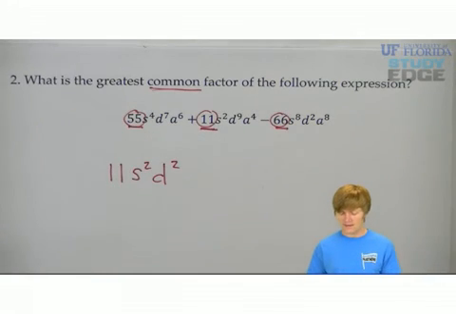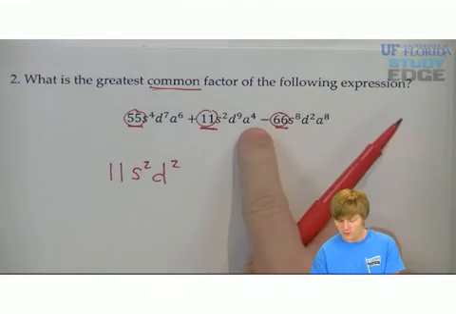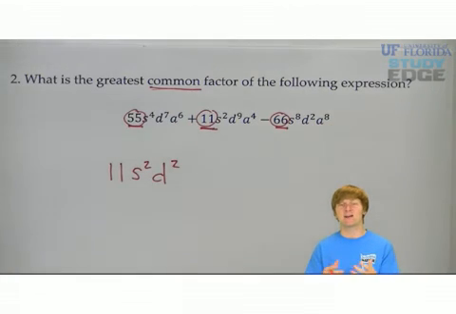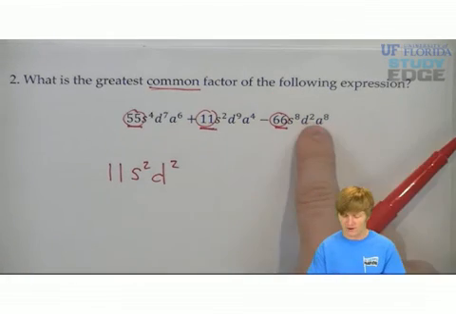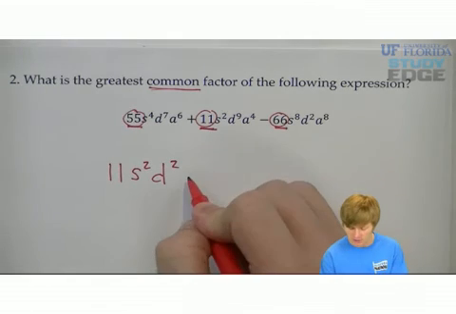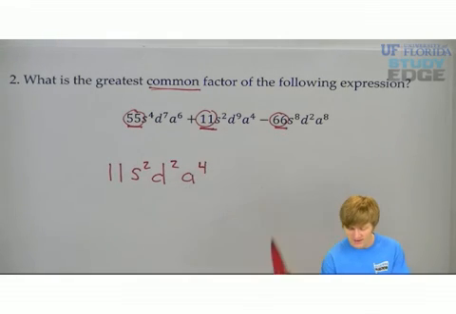Okay, well, again, I'm going to ask myself, which one of those is the lowest exponent of a? Well, a to the fourth, because 4 is lower than 6 or 8. So I know that there is at least an a to the fourth in each one of my three terms. So I know that I can factor that out as well.